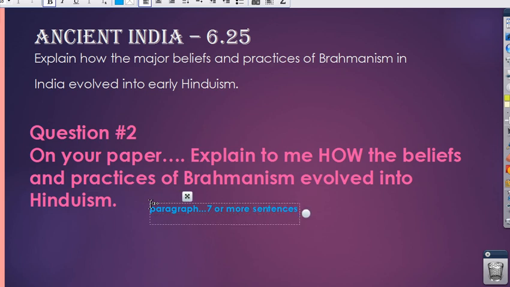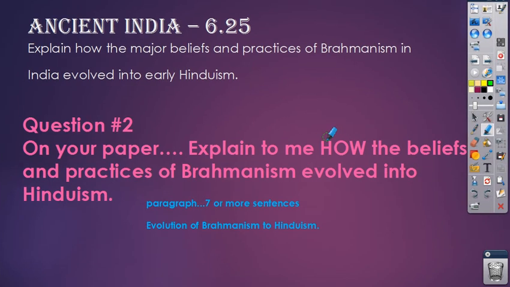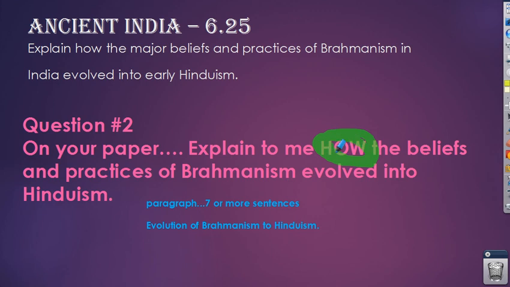Now, you're talking about here the evolution of Brahmanism to Hinduism. So you can go back and watch this video again. You can go back to your notes. You can go back to certain slides. You can go back wherever you want to figure out how this evolution came to pass. But basically, Hinduism wasn't always Hinduism. It evolved out of Brahmanism. And the key word here is how. How did those beliefs evolve from Brahmanism into Hinduism?